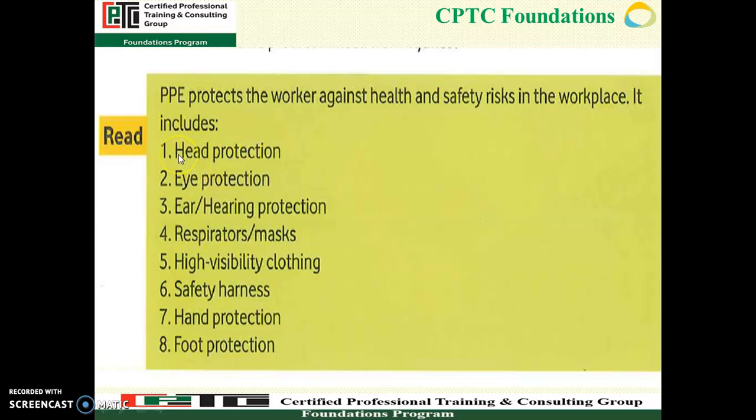So the first one is head protection. What does this mean? It means, yes, it protects your head. For example, if you have falling objects from above, then it doesn't hurt your head because you have, what do you use in that case? It's called, of course, safety helmet. So the safety helmet will protect you from falling objects, so they won't hurt your head. Number 2 is eye protection.